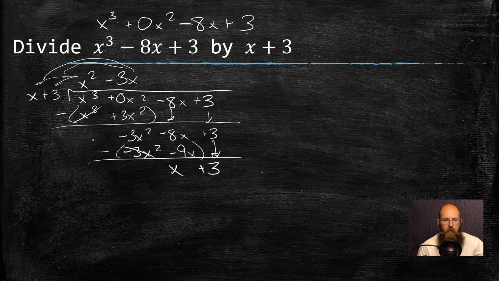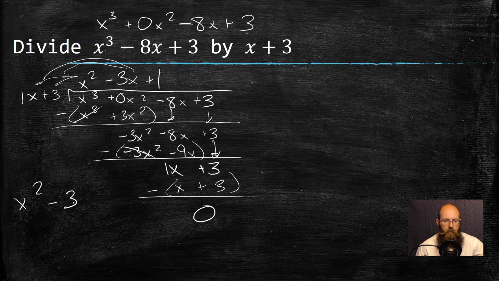All right, how many times does x go into x? Sorry, x divided by x here, and I get 1. Right, there are 1s sitting in front of both of those. And then I distribute that 1, and I get x plus 3. Wrap it up, subtract it away. 0. Nice, no remainder. Okay, so for all of this, I end up with the answer, x squared minus 3x plus 1. That's my answer.